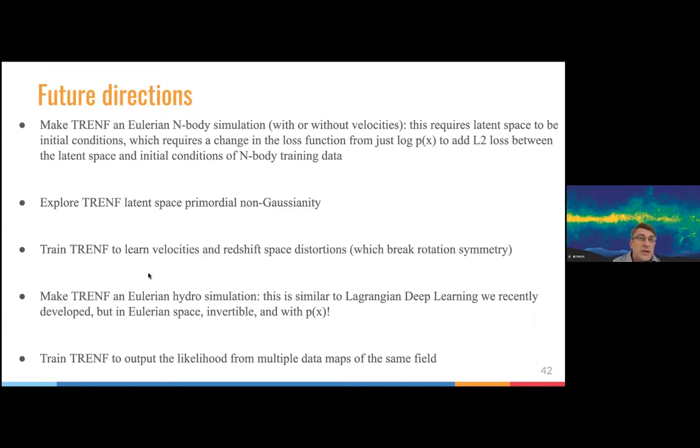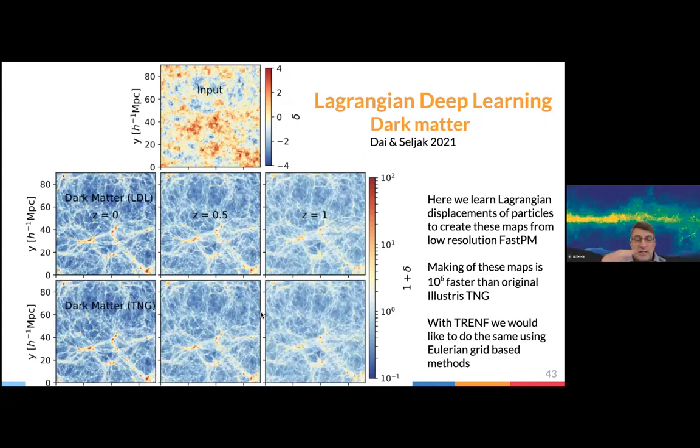And then we can also make TREMF an Eulerian hydrodynamic simulation. Now this is similar to something that I haven't talked about, but I'll show you a few slides on this, where we use Lagrangian particle displacements. But here we want to do the same thing, but using Eulerian maps, which are basically grid-based, and they would also be invertible, and they would have a P of X. So that's our target. But let me just show you where we are on this Lagrangian idea.